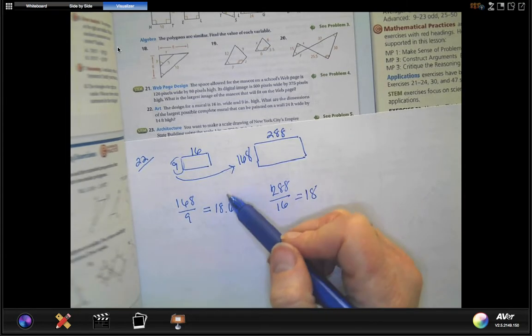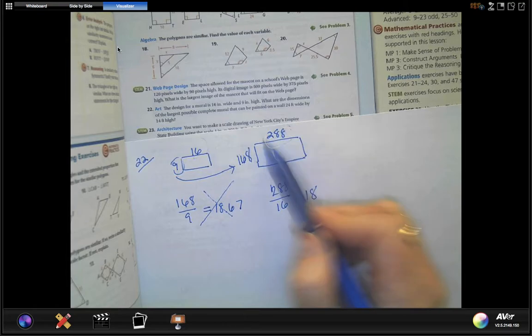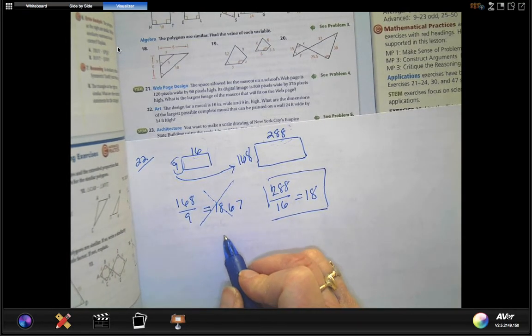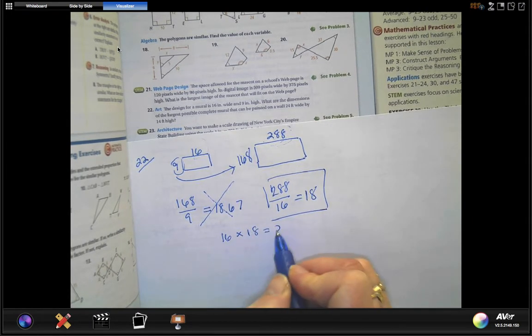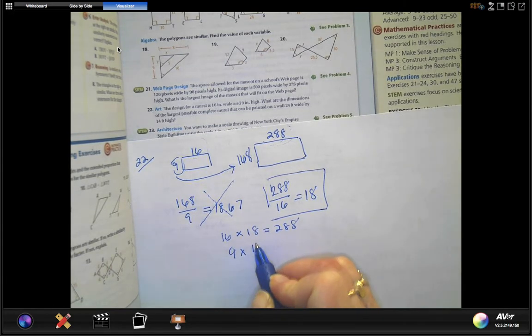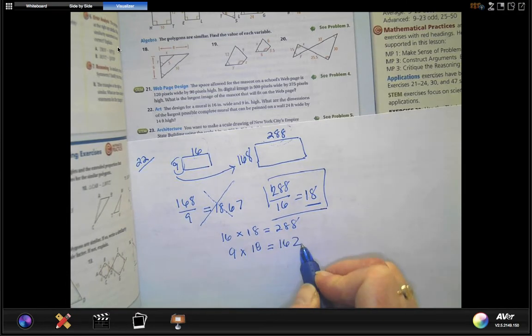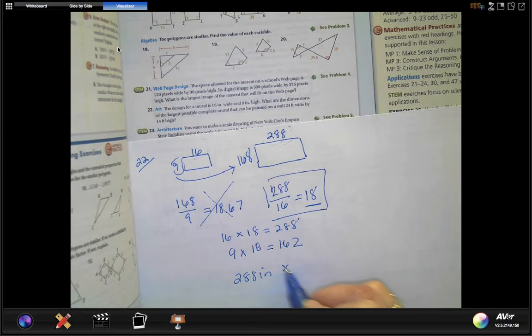This one's too big. If I multiply the 16 by that number, I'm going to get a bigger number than 288, so this is what I'm going to use. So the 16 by 18 is going to be 288. The 9 by the 18, so I'm using that scale factor right there, is 162. So I've got 288 inches by 162 inches.